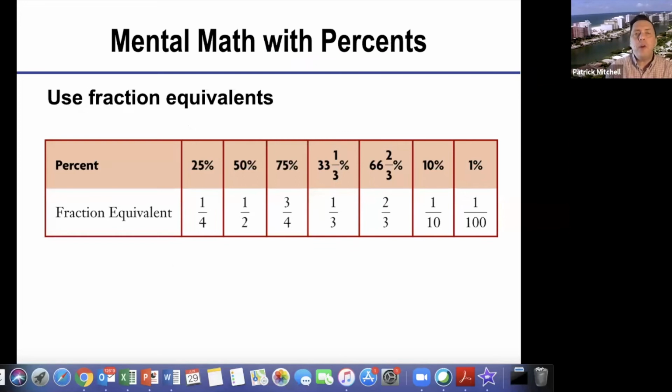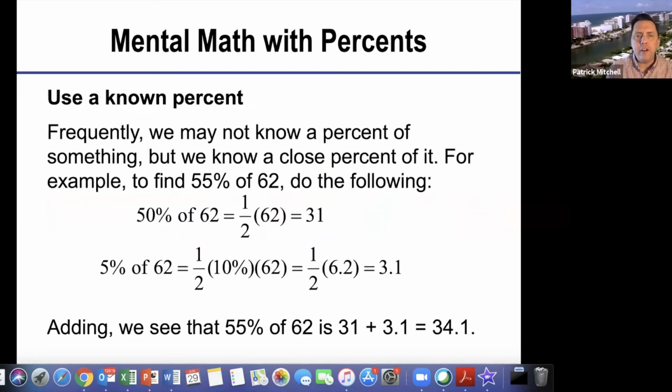One way of doing mental math with percents is to use fraction equivalents. So here are some percents and their fraction equivalents. You can use a known percent. So frequently we may not know a percent of something, but we know a close percent of it. This is kind of similar to what I was talking about earlier with the 20%.